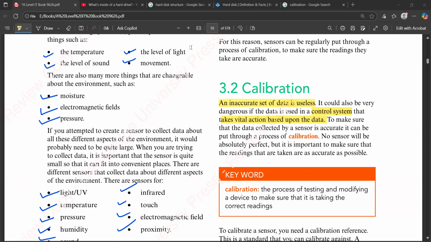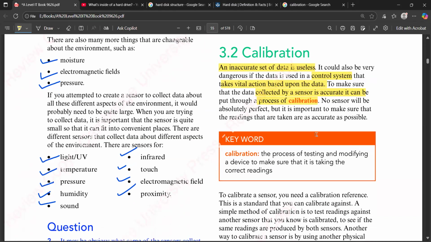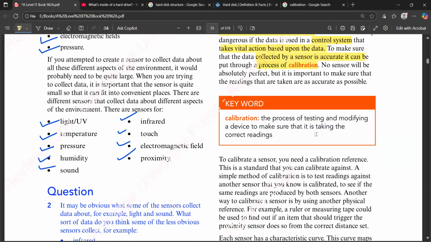This is calibration, to make sure that the data being collected by the sensors is accurate and then can be put into a process. No sensor will be absolutely perfect, but it is important to make sure that readings are taken as accurately as possible. So what is calibration?